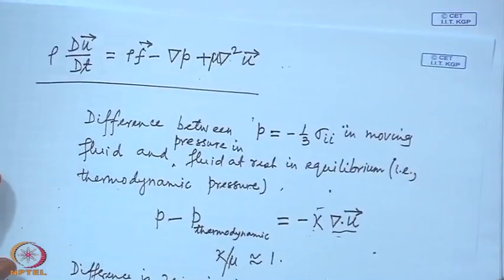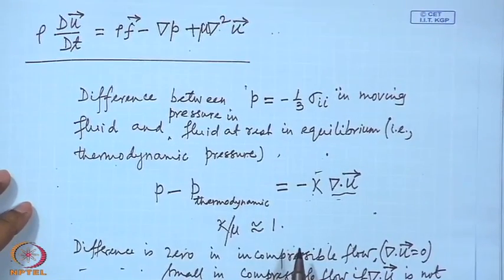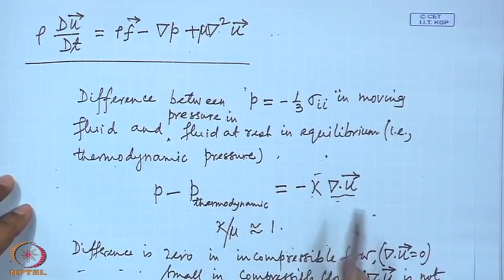Now, we will look at something special in this equation. If you look at the Navier-Stokes equation, and say for simplicity look at the last term in the case of incompressible flow. What we said is that even in compressible flow that difference is very small if divergence u is not extremely large.